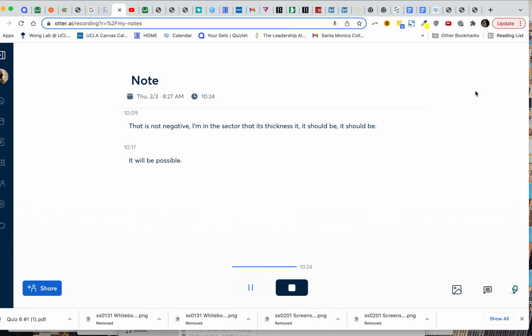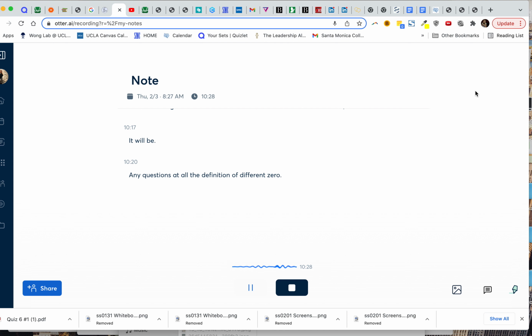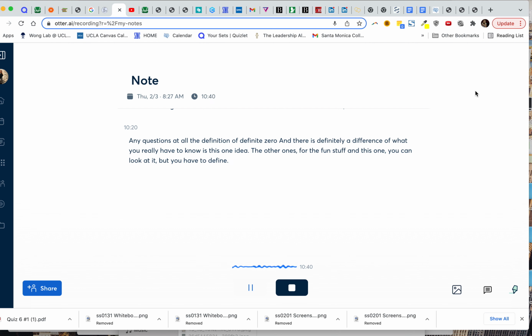Any questions here? Just want to know the definition of definite integral. And the definition of definite integral, which you really have to know, is this one right here. The other one, the Riemann sum, you can look at it, but you'll have some difficulty because you may not know some of the notations here.